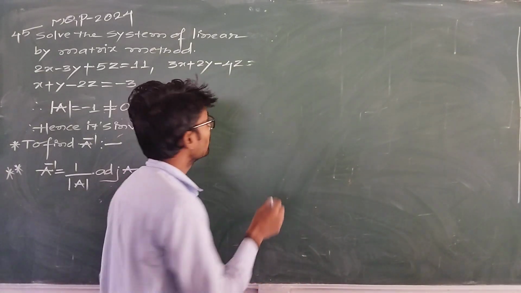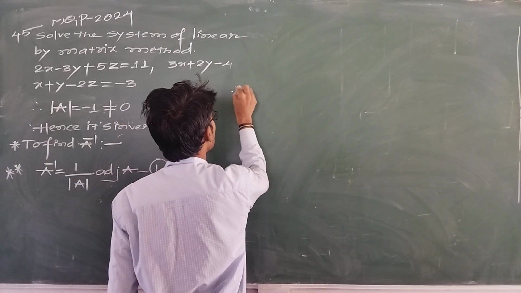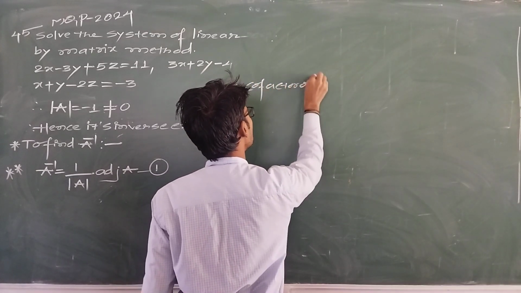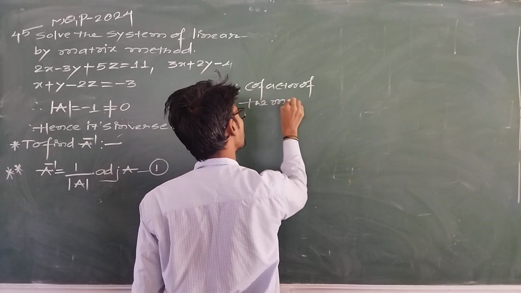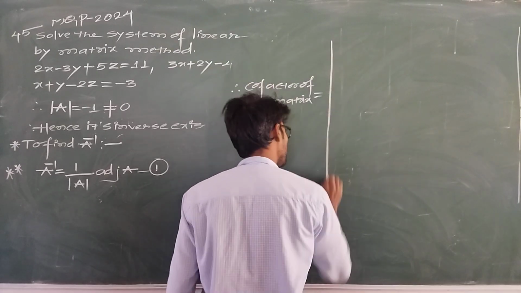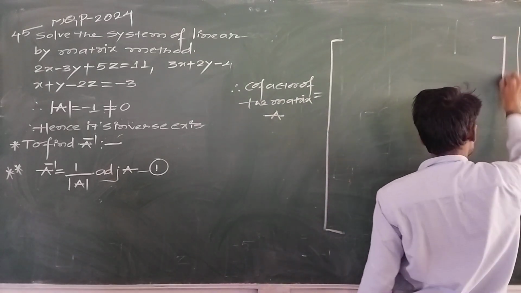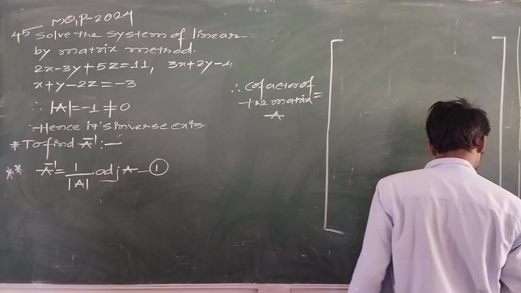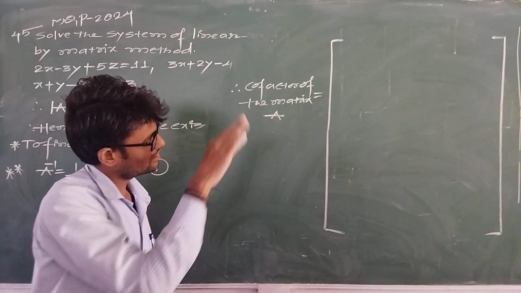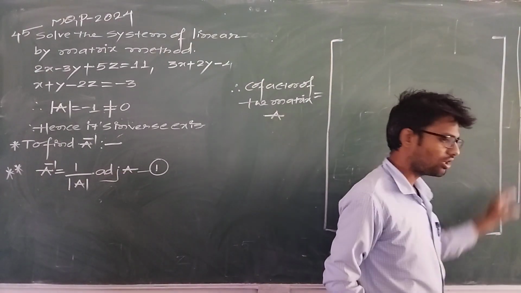So therefore I go for the cofactor of the matrix A. Cofactor of the matrix A is equal to. If I am finding the cofactor of the matrix A, I will give one clue for you. This is very simple. First you have to write one big matrix symbol.